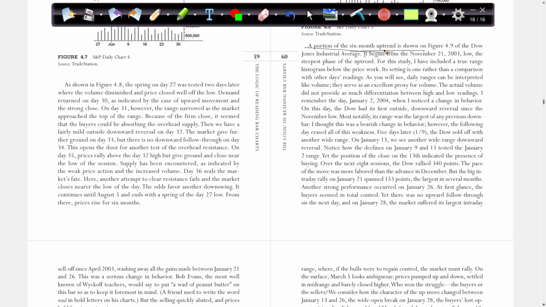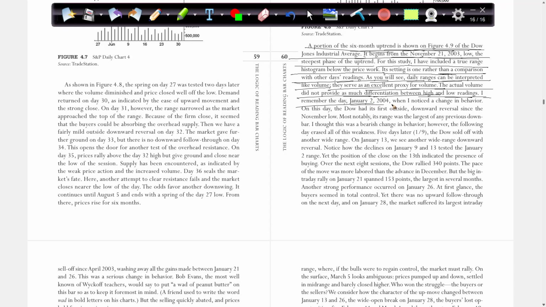A portion of the 6 month uptrend is shown in figure 4.9 of the Dow Jones Industrial Average. It begins from the November 21st, 2003 low, the steepest phase of the uptrend. For this study, I have included a true range histogram below the price work. Its setting is one rather than a comparison with other days' readings. As you will see, daily ranges can be interpreted like volume. They serve as an excellent proxy for volume. The actual volume did not provide as much differentiation between high and low readings.